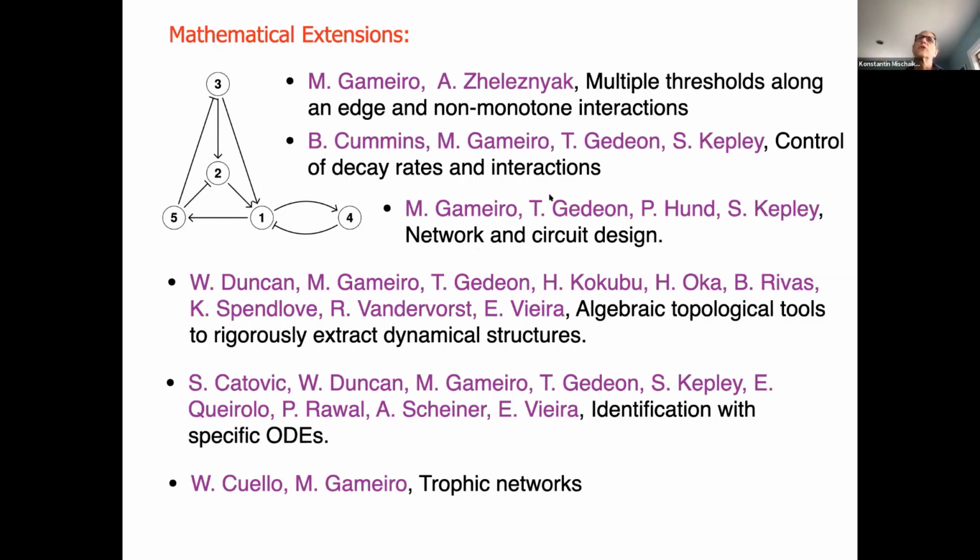We're doing network and circuit design. We're working on the algebraic topology so that we actually get theorems out of this. Identification with specific ODEs is a very hard problem because this is a 29-dimensional parameter space. You pick a set of ODEs and try to understand the dynamics over a 29-dimensional parameter space. That is really hard, but we're making some progress here. And like I said, we're really trying to take this theory and push it into different directions.